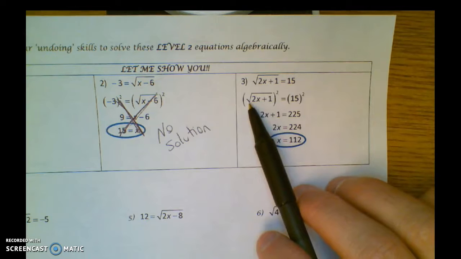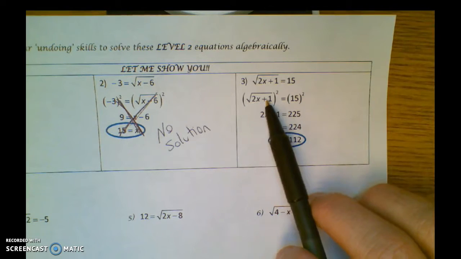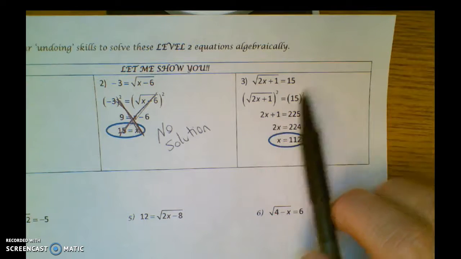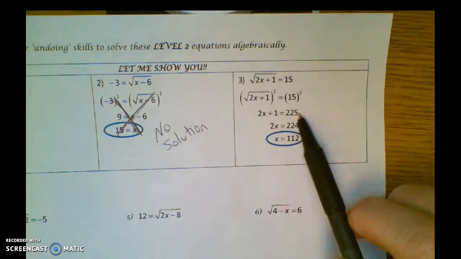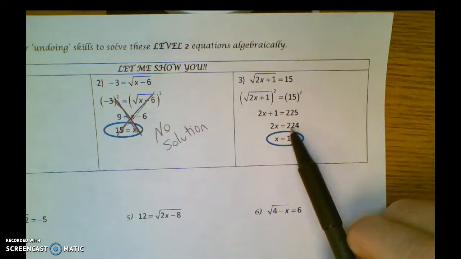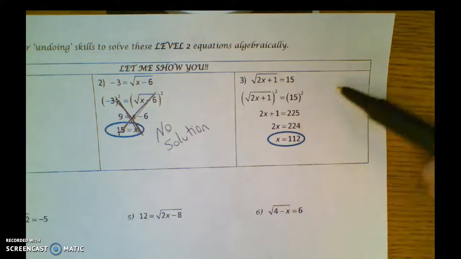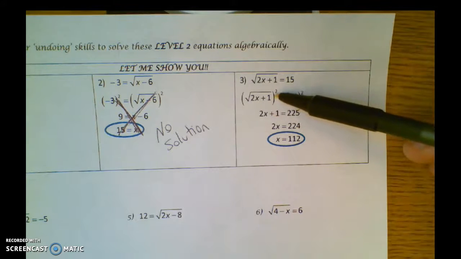So notice the values being put inside parentheses. The square root of this squared cancels the square root, so I'm left with 2x plus 1. 15 squared is 225. Subtract 1 from both sides, you get 224, and then divide both sides by 2, you get 112.